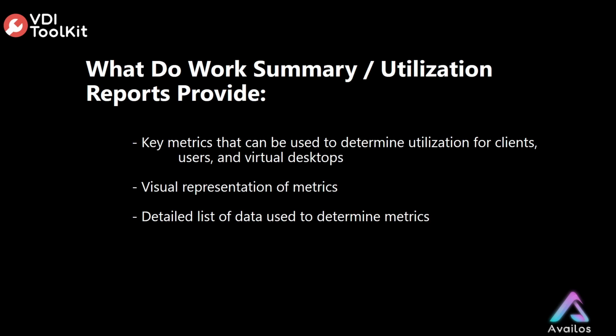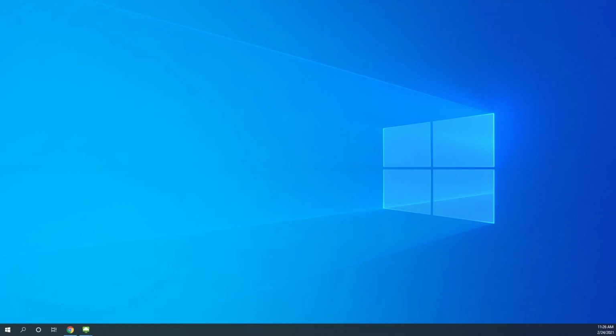So what do these reports provide? Well, they provide key metrics that can be used to determine utilization for clients, users, and virtual desktops. They also provide a visual representation of the metrics, making it easier to decipher. And lastly, they provide a detailed list of data used to determine the metrics that can be easily exported and used elsewhere. Up next, we will demonstrate generating work summary utilization reports using the VDI ToolKit.